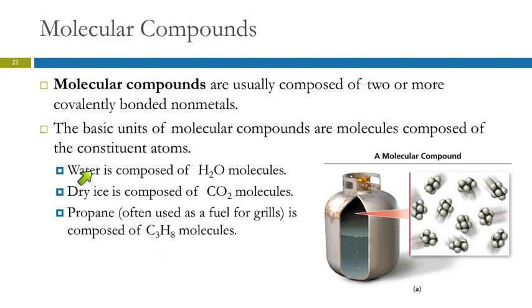Water is a molecular compound. It's two nonmetals, hydrogen and oxygen, and they form water molecules. Dry ice is solid carbon dioxide, two nonmetals, carbon and oxygen, and the molecules are CO2. CO2 is different than CO, which is carbon monoxide, and that's poisonous. Propane is carbon and hydrogen, again two nonmetals. So if you have two or more nonmetal elements, that's probably a molecular compound.